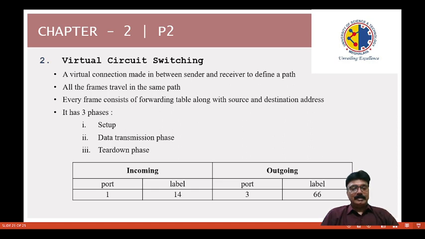A virtual connection is made between sender and receiver to define a path. That is the first stage. All frames travel in the same path. Every frame consists of a forwarding table along with the source and destination address. The forwarding table consists of incoming and outgoing entries: for incoming, which port will be used and what the label is, and for outgoing, what the port and label are. These things are maintained in this phase.